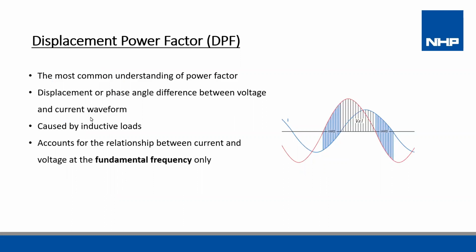Displacement power factor caused by inductive loads, such as three-phase induction motors, is the most common and referred to type of power factor. To put it simply, it is a phase angle difference between the voltage and current. The greater the angle of the differences, the less efficient the site is at consuming power. Displacement power factor accounts for the relationship between current and voltage at the fundamental frequency of 50 Hertz.